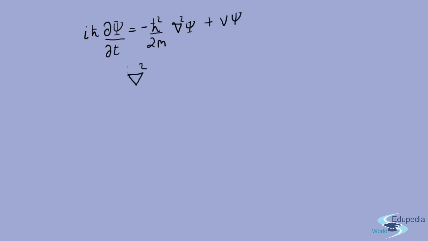It is the Laplacian operator and its value in the Cartesian coordinates. Remember, 3-dimensional coordinates can be of many types: spherical, polar, Cartesian. Right now we are doing with the Cartesian coordinates, which is x, y and z. So in the Cartesian coordinates, the Laplacian looks like this: del squared by del x squared plus del squared by del y squared plus del squared by del z squared. The double partial derivative with respect to x plus the double partial derivative with respect to y plus the double partial derivative with respect to z.